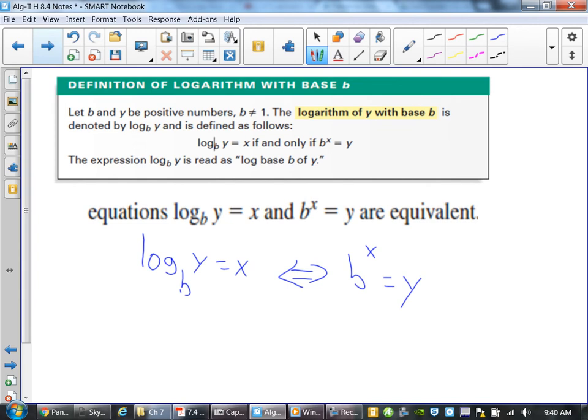What happens is that log bases can change. On your calculator, there's a button that says log. I always wondered what that button meant. And this is where it comes from.